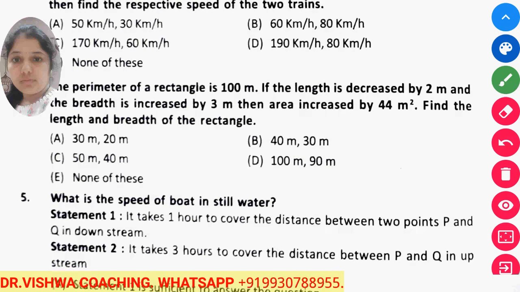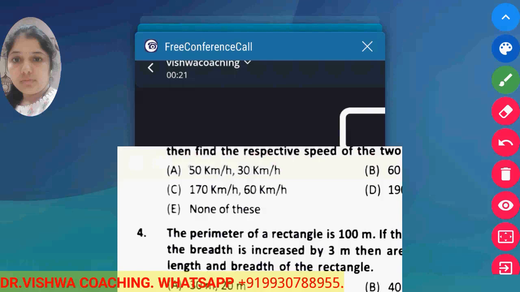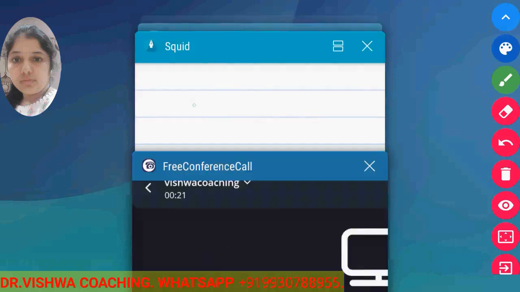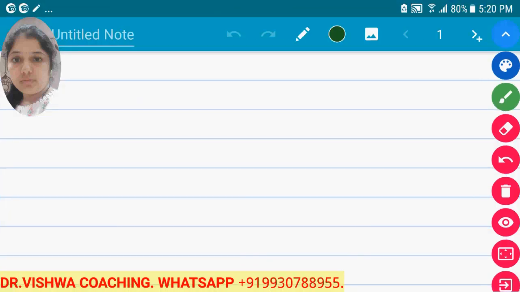So the perimeter of the rectangle is 100 meter given to you, and the length, if decreased by 2 meter, breadth is increased by 3 meter, then the area is increased by 44 meter square. So the first thing is we have to write the formulas for area and perimeter. That should be recalled first.